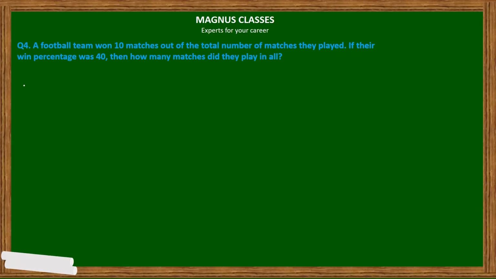And in mathematics, when we do not know something, we usually put it as x, because that's a variable for us. So we say let the total number of matches played by the team be x. Because हमें ये चीज नहीं पता है, so we say let the matches played be x.